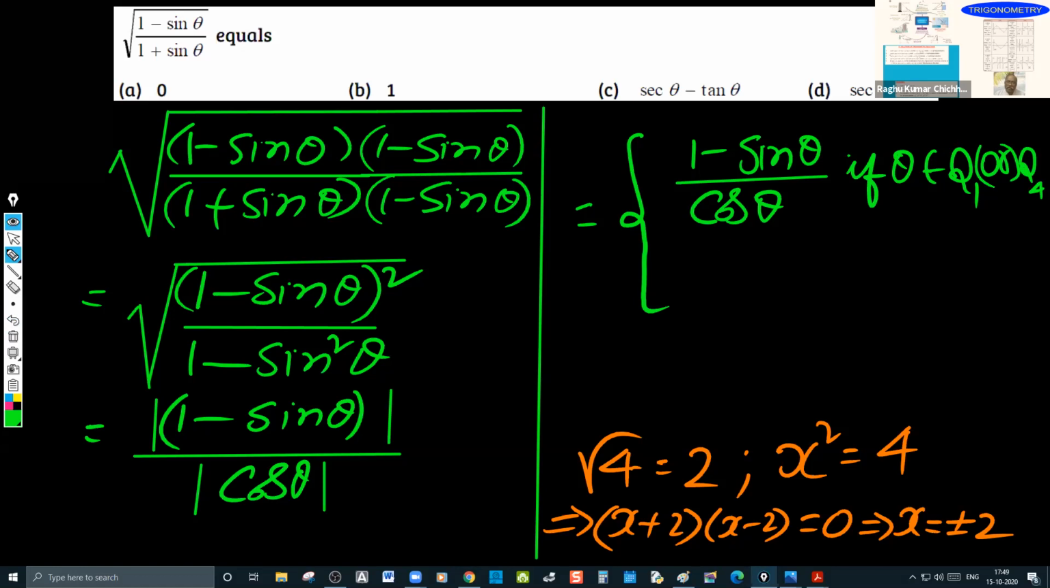In the fourth quadrant, cos is positive. In the first quadrant, also cos is positive. Then you may be thinking about, what about this 1 minus sine theta? What is the maximum value of sine theta? Just now it is plus 1. So 1 minus 1 is 0.